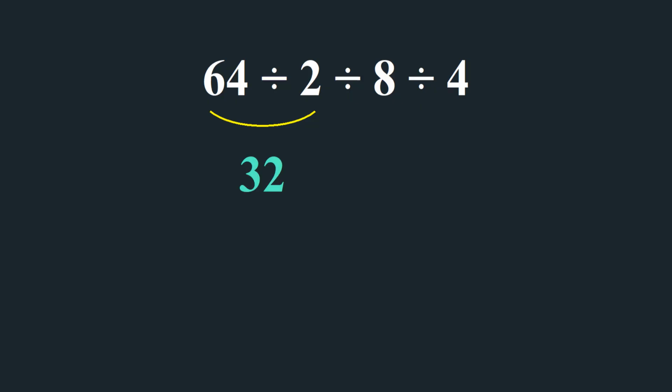Here in this episode, 64 divided by 2 gives us 32. And here we have 8 divided by 4, which equals 2. So 32 divided by 2 is just 16.